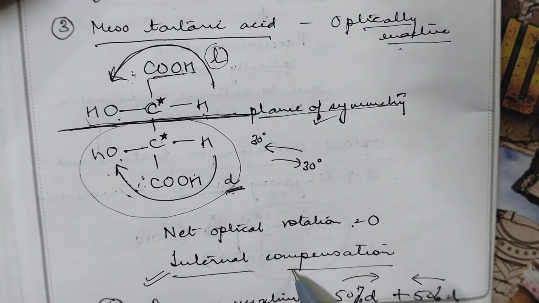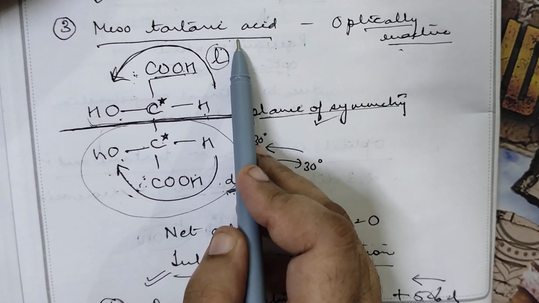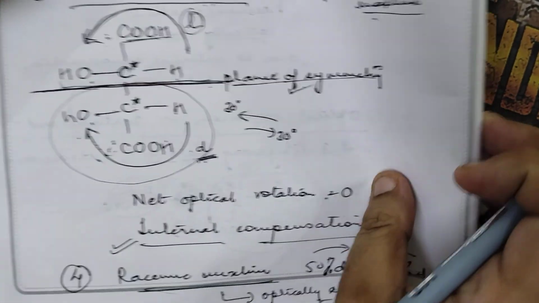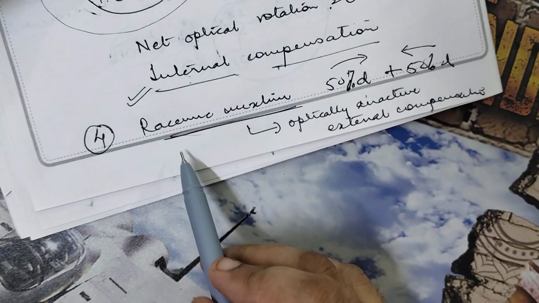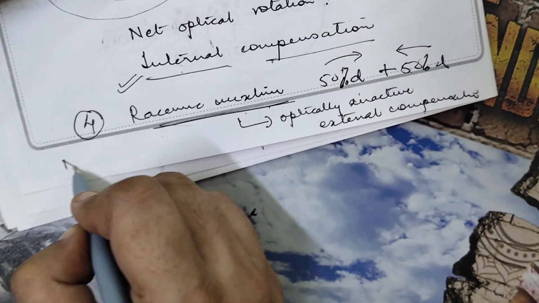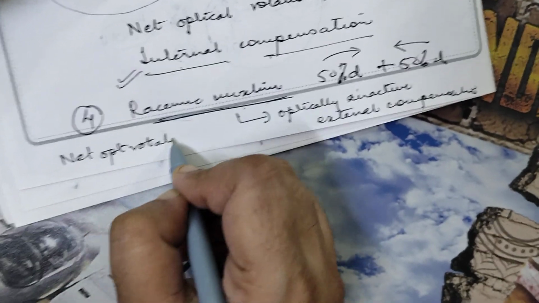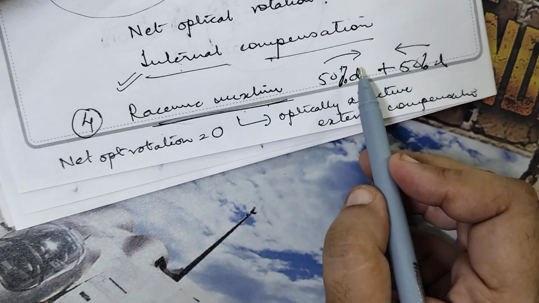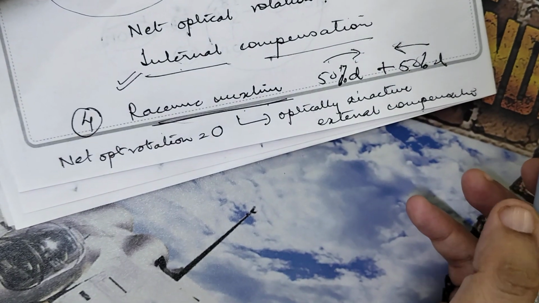call it internal compensation. So mesotartaric acid will not rotate the plane because plane of symmetry is present here, and the reason is internal compensation. And racemic mixture will also be optically inactive. Here also the net optical rotation will be 0, but the reason is external compensation, because the rotation caused by 50% D is compensated by 50% L.